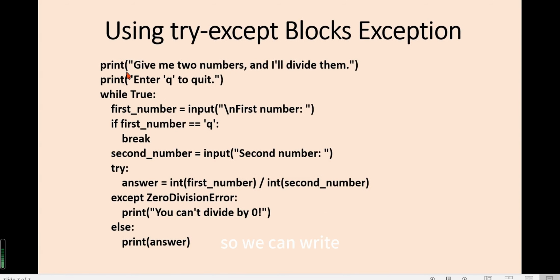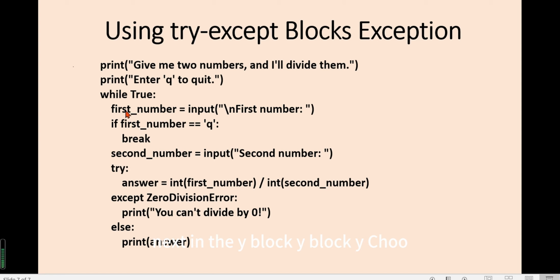So we can write two messages to prompt the user to input: give me two numbers and I will divide them. If the user inputs Q, the process will be stopped. So we write a big while block, while True, because True is always true. So the program will normally run forever if there is no stop mechanism in the while block.